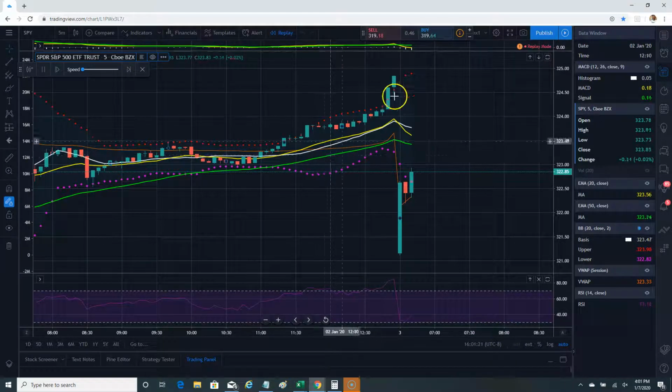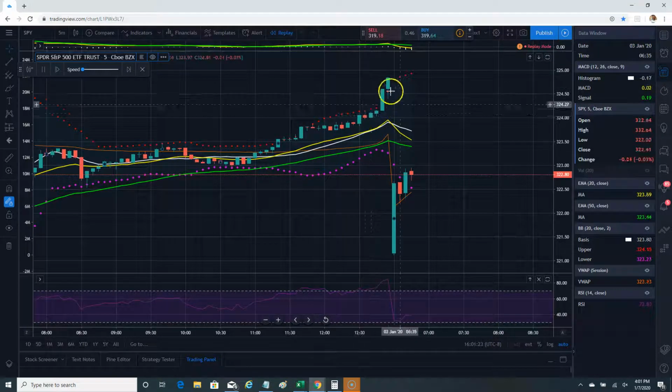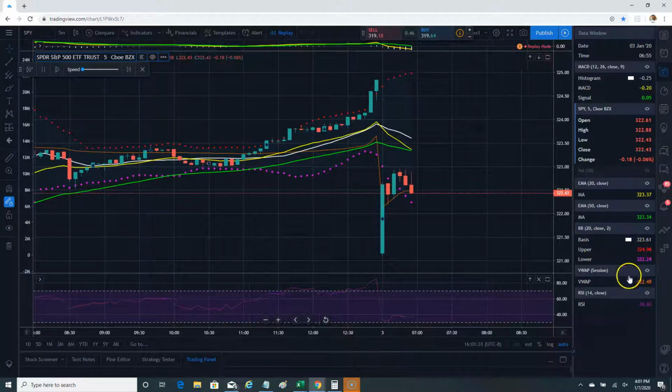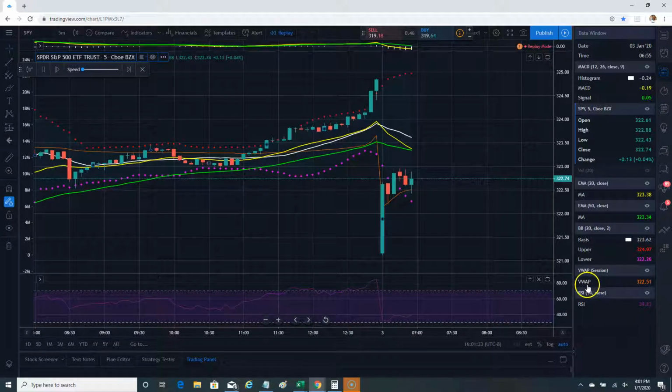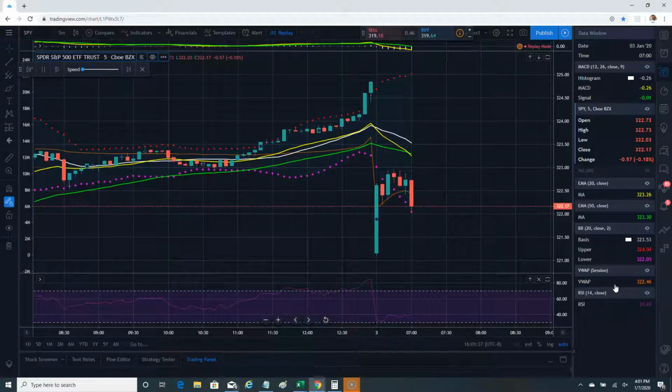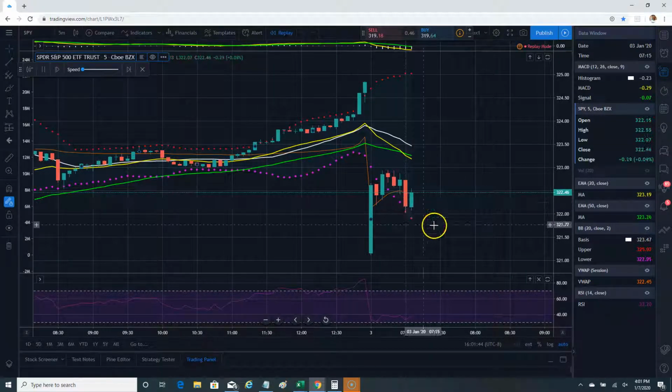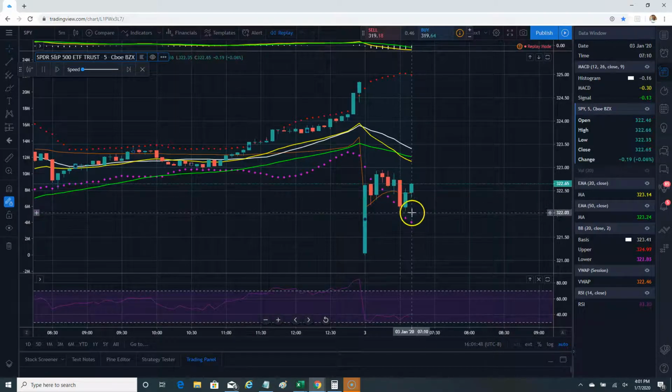So SPY gapped down on Friday. And the orange line that you are seeing is what we have talked about, the VWAP, volume weighted average price. It's a natural, powerful support, meaning that when the price falls below that, it's in a bearish configuration, and above that, you can consider it bullish.